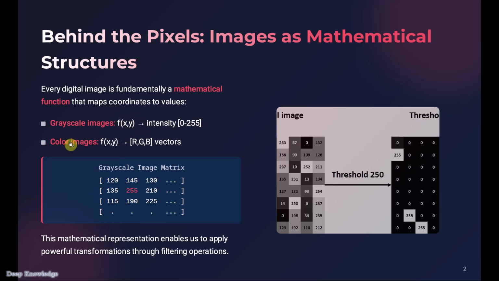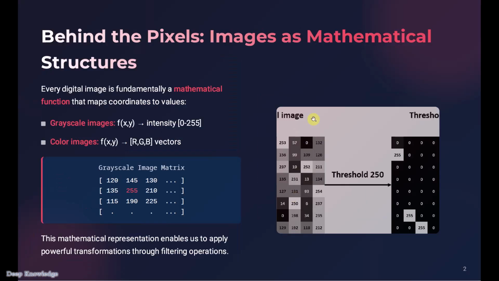This is called intensity. And color images are the same as grayscale images, represented as a matrix, but each channel is represented with a different matrix. For instance, we have red, we have green, and the third one is for blue. So this is how the image is represented mathematically, to apply powerful transformations, for instance using filtering operations.